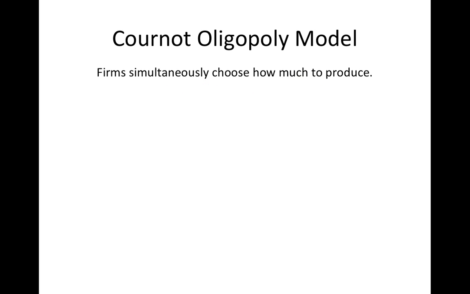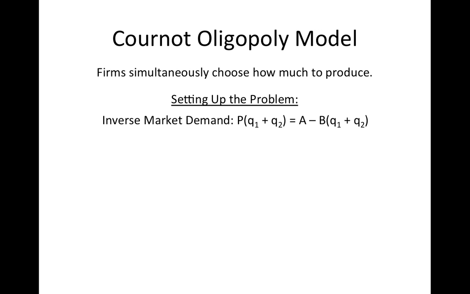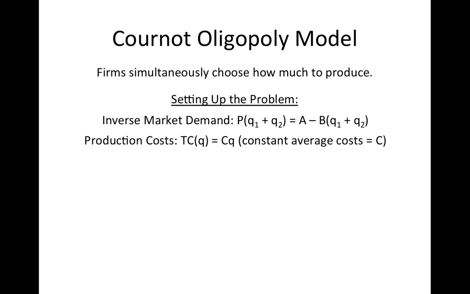The final model of oligopoly behavior that we will study is the Cournot model. In this model, firms simultaneously choose how much to produce. To analyze this model, we'll use the same setup that we used in the Stackelberg quantity model. The demand for the firms' products can be described by the inverse demand equation, price equals A minus B times the total quantity produced. Each firm has total cost equal to a constant C times output.